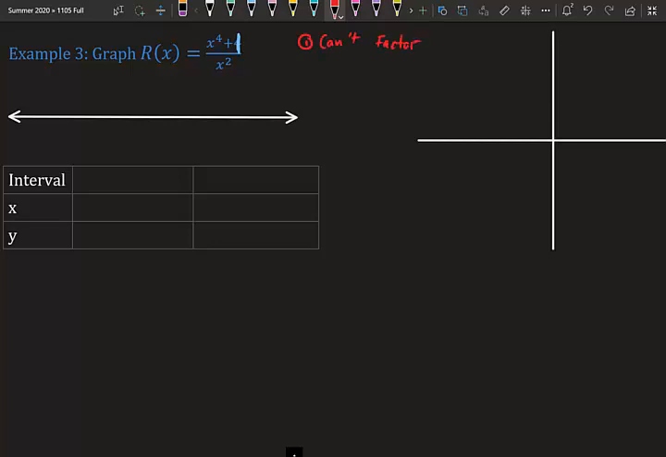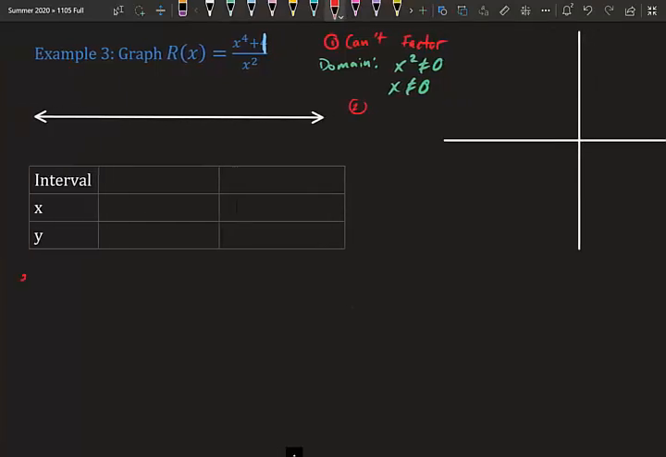All right, so since we can't factor, let's go ahead and find the domain. So the domain is bottom can't be 0, so x cannot be 0. All right, awesome, we found that. We cannot simplify either. So step 2, just move on, we can't simplify. All right, step 3, let's find our intercepts. So for our x-intercept, we're going to look at the top.